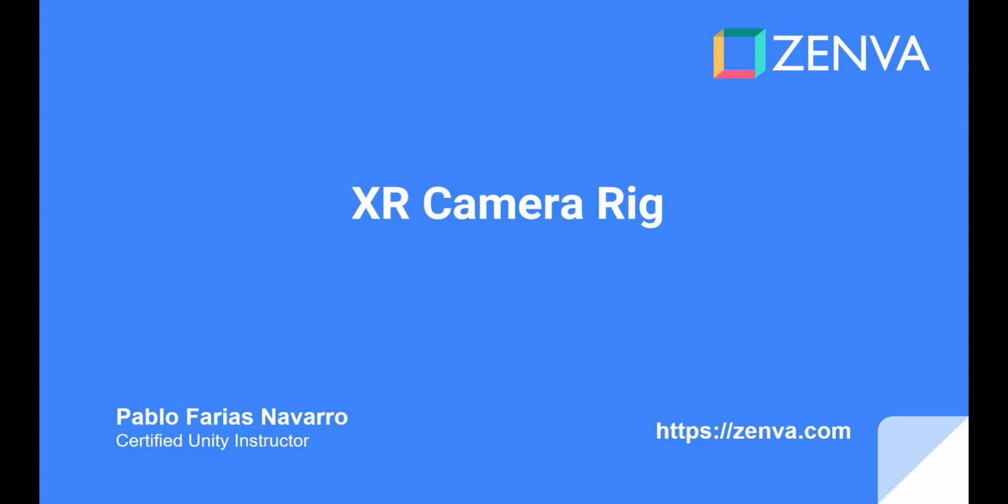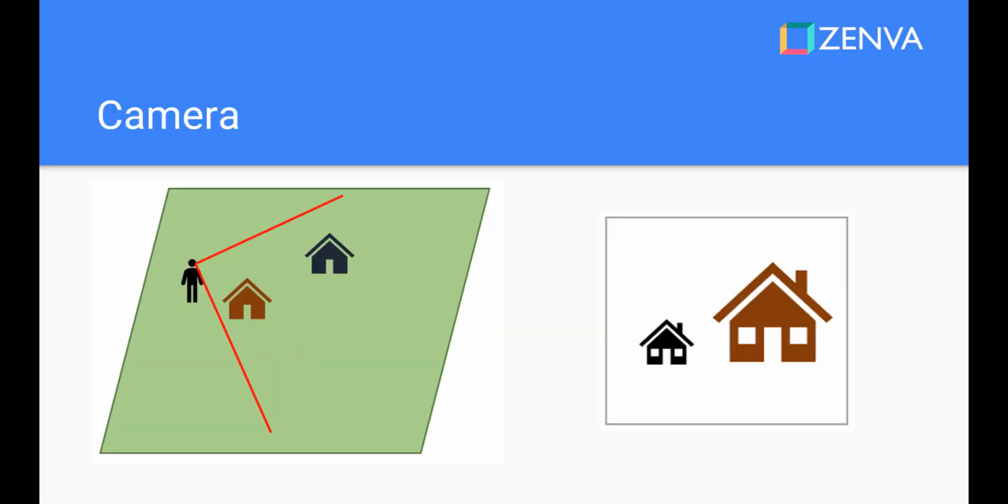The XR camera rig, XR meaning extended reality, that is the continuum between augmented reality and virtual reality, is a very important concept that will help you develop these types of applications. Let's start with the very basics. A camera in Unity and other 3D engines is simply a device that captures and displays what's happening in the game world to your user.